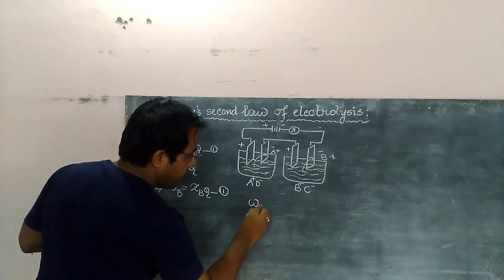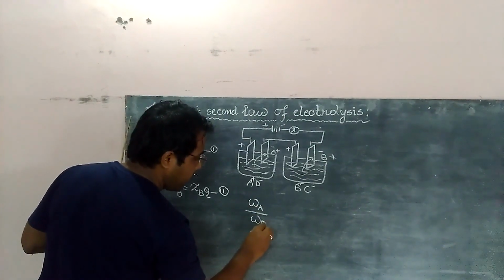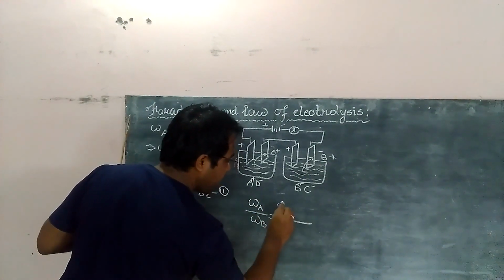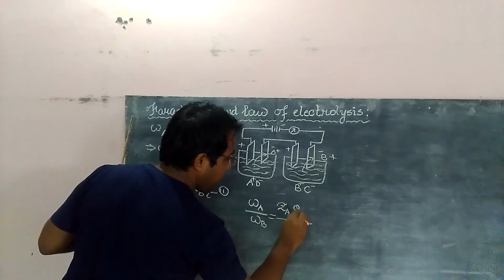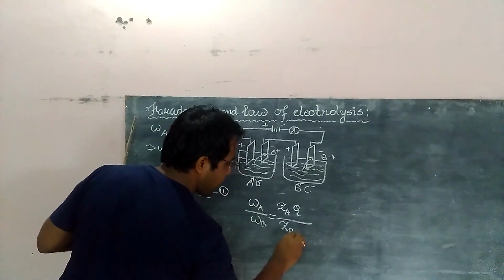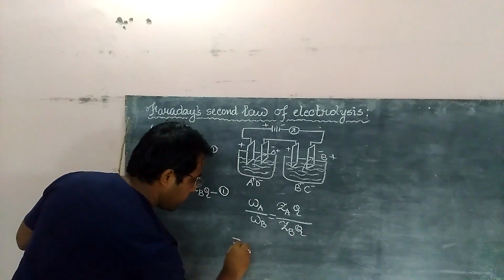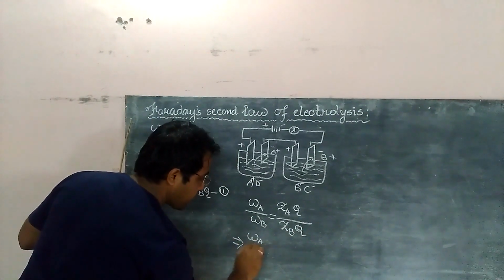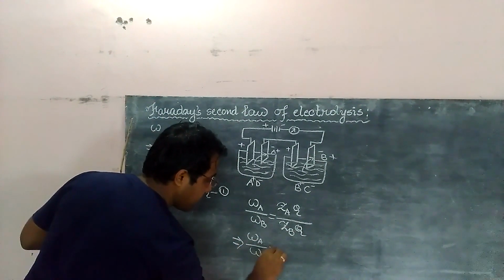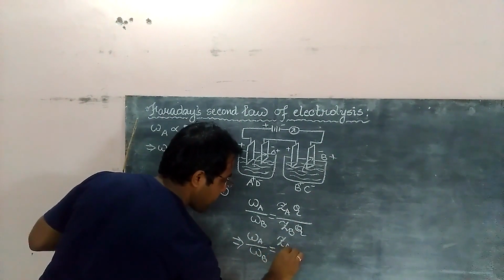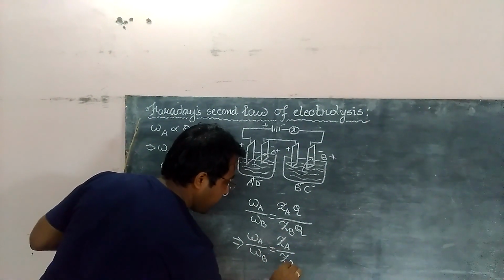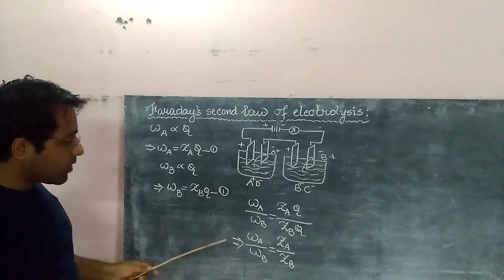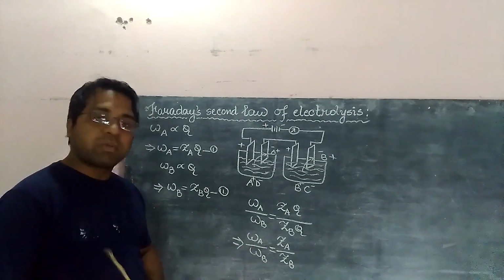So, for the two electrolytic solutions which are connected with each other, according to the second law, Faraday says that WA by WB is equal to ZA by ZB. So this is the ultimate equation. Q can be cancelled out.